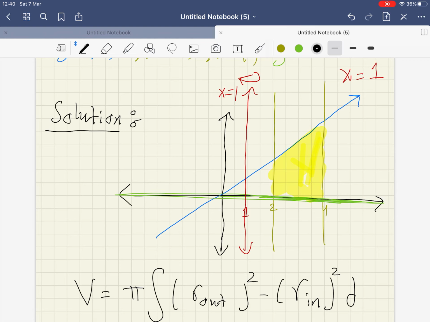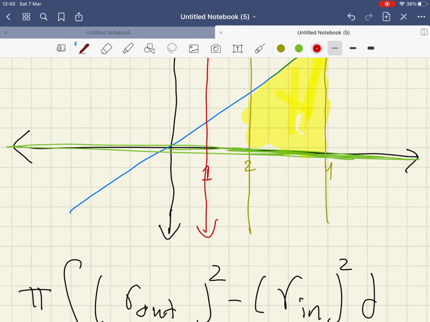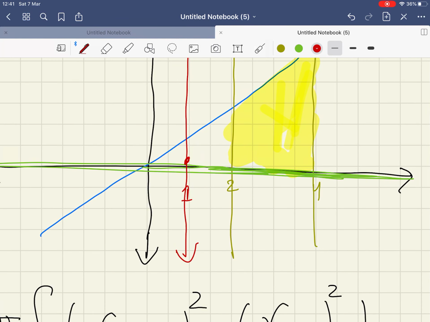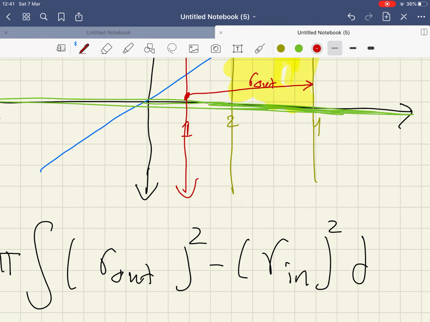It depends on our choice of functions. Let's see which one we will choose. In order to find R out, you need to draw an arrow from the axis of revolution, which is this one here, to the maximum you can go inside the region, which is this one. Now look at your arrow. Is it horizontal or vertical? Yes, it is horizontal. So everything should be in terms of y, because horizontal rectangle with y, vertical rectangle with x.